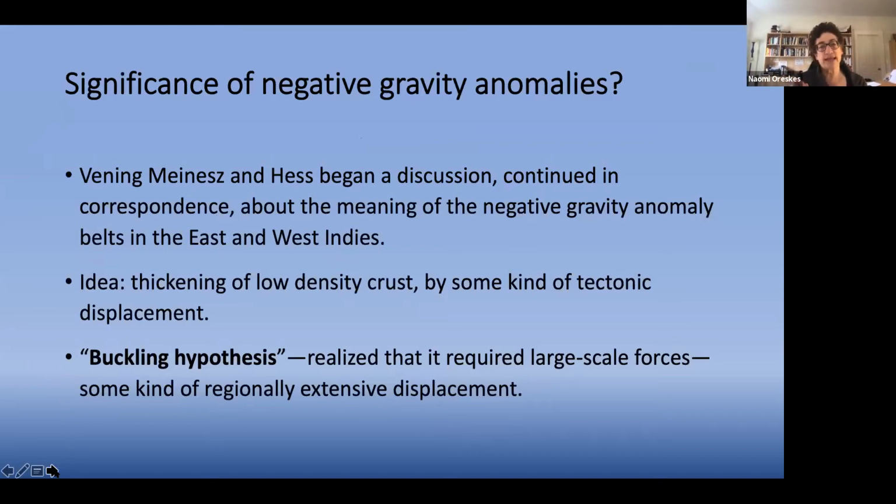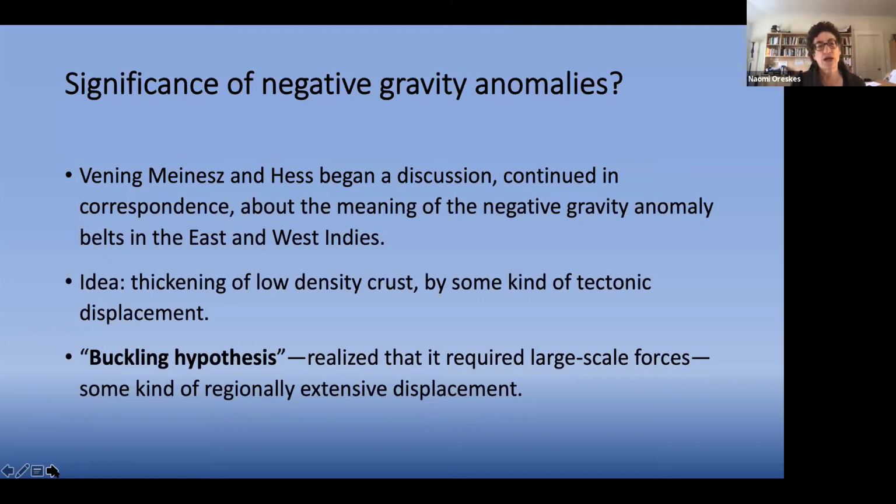So Vening Meinesz and Hess began a discussion through letters that continued after Vening Meinesz went back to Europe. And these letters have been preserved at Princeton University. And so this work is based to a large extent on these letters, as well as a certain amount of published work, but primarily on the discussions that they had with each other.